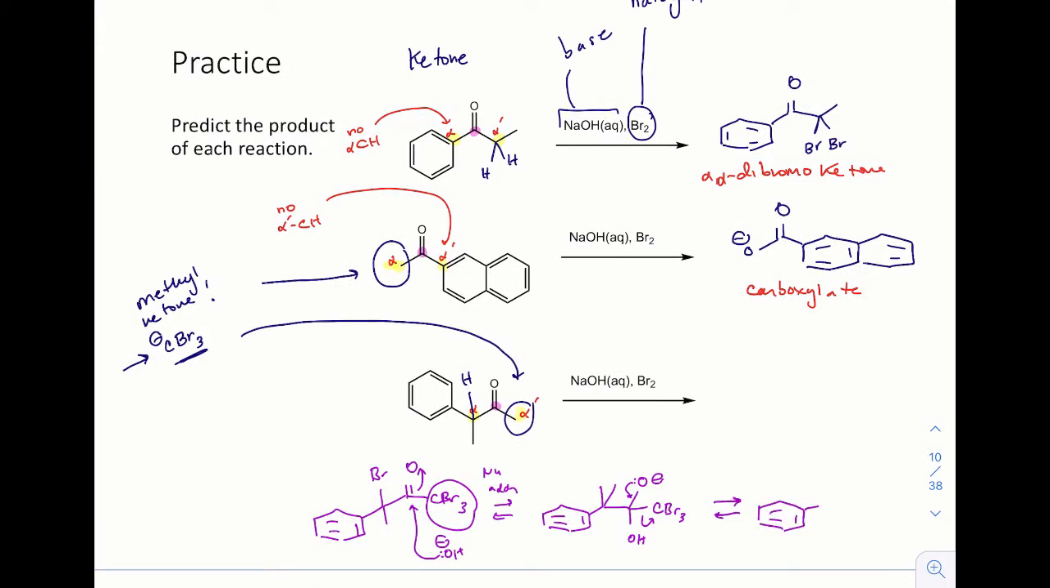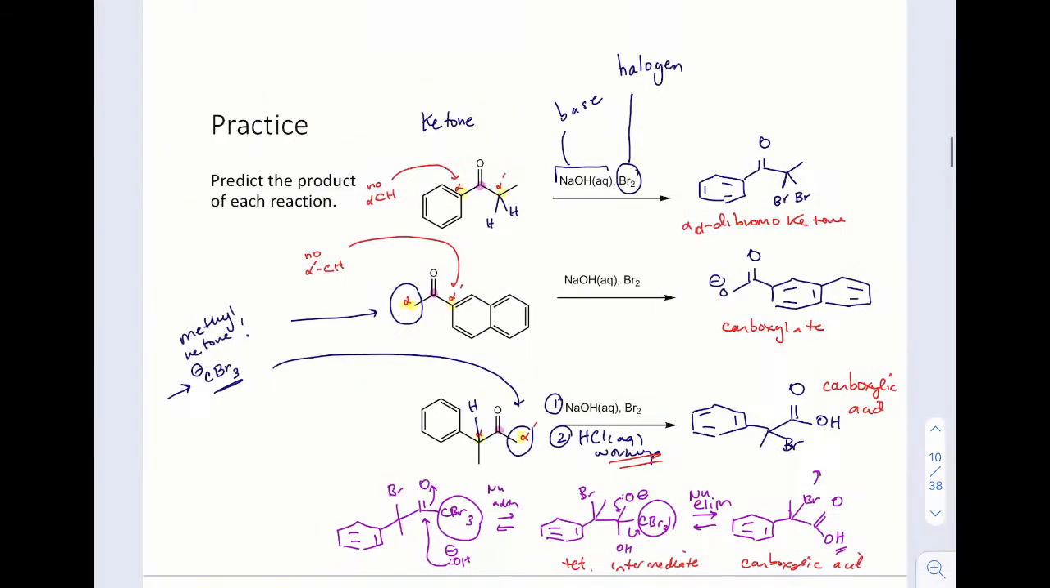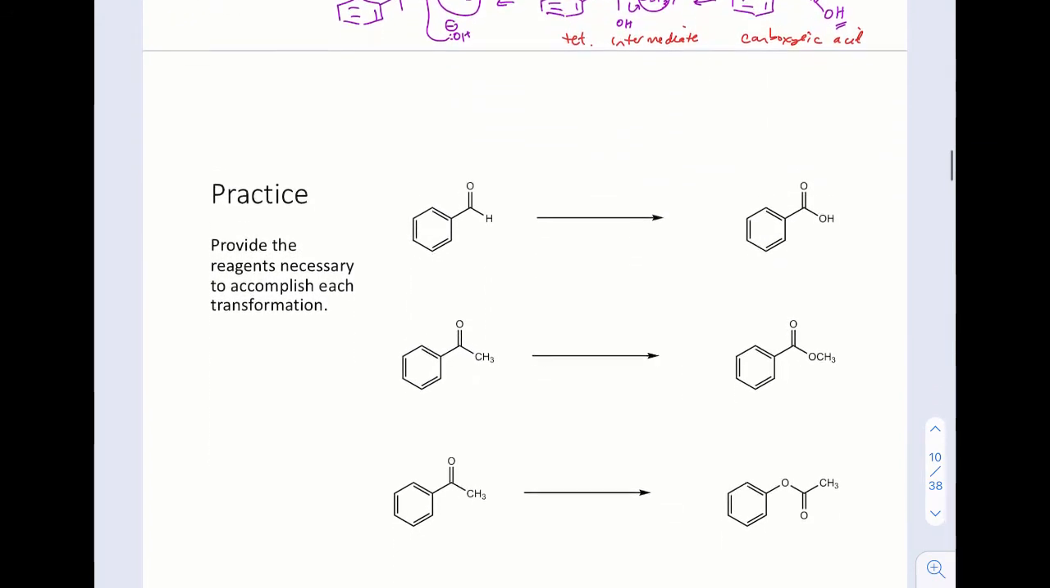Initially, collapse of the tetrahedral intermediate and expulsion of CBr3 will generate a carboxylic acid, but under basic conditions, it will immediately be deprotonated to form the carboxylate product. And if the acid is desired, the carboxylic acid, then just add a workup step. That would protonate the carboxylate, making the carboxylic acid. So recall that the point of this was to make methyl a leaving group since it was not reactive in the Baeyer-Villiger reaction. So now let's really take it up a notch.